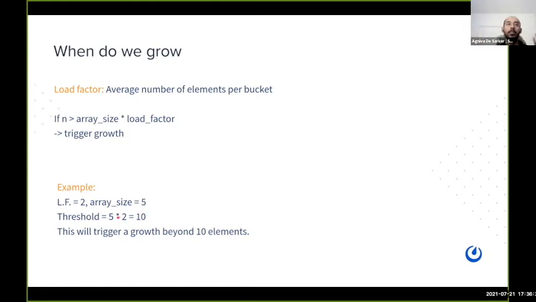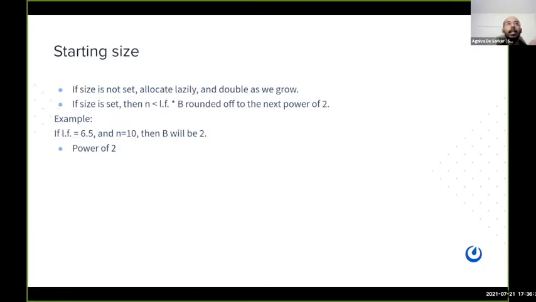So our threshold is 5 × 2^10. That means whenever we try to insert the 11th element, we'll trigger an array growth. Okay. Now let's look into the starting size. What should be our starting size? If size is not set, we allocate lazily and double as we grow. This is the case when you just initialize with an empty map and then slowly start to insert elements.